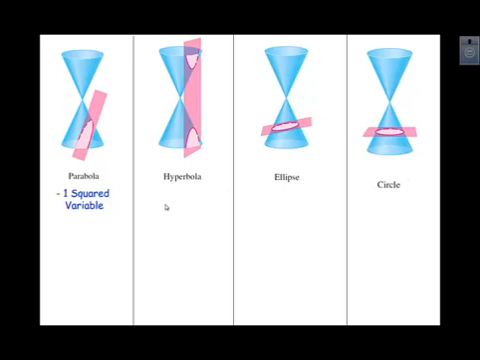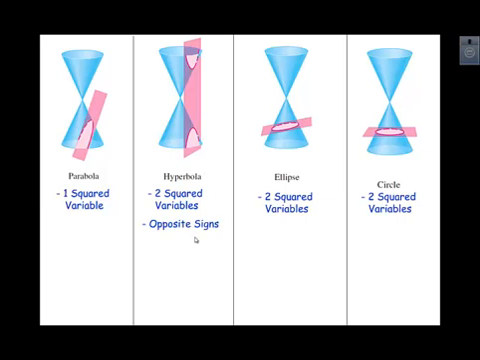Well, hyperbola, you're right, has two squared variables, but so does an ellipse and so does a circle. So how do we tell the difference between all of these? Because look, they all have the same characteristics of two squared variables. The hyperbola is going to have two squared variables and also opposite signs. The squared variables will be opposite. And then over here, these two guys are not going to be opposite signs, but they're going to be the same.